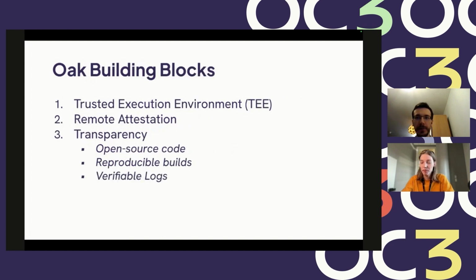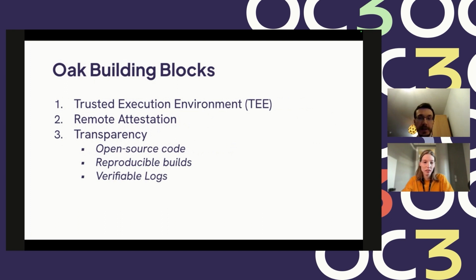In order to achieve this, we are using several building blocks. First, the Oak Framework supports running server workloads in trusted execution environments, or TEEs. Second, Oak supports remote attestation, which provides client devices with hardware-backed claims about the identity of the firmware and software that runs on the server.